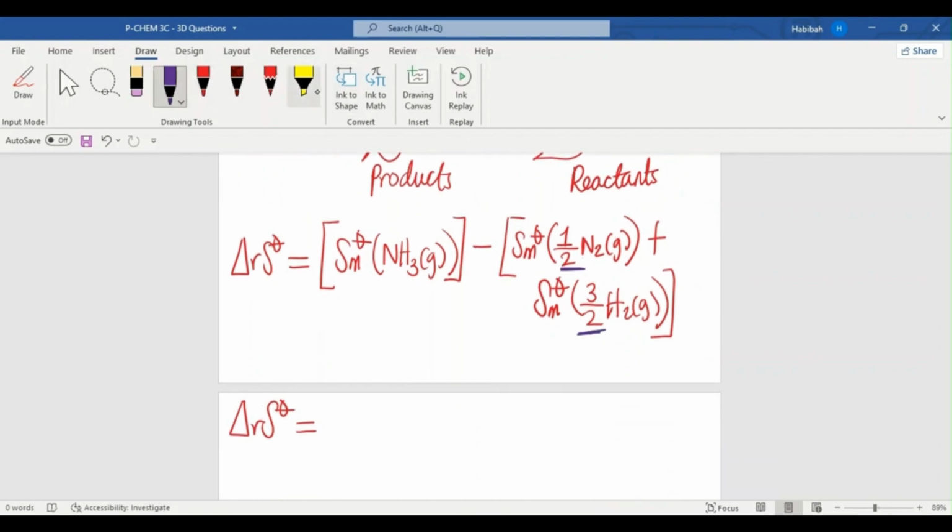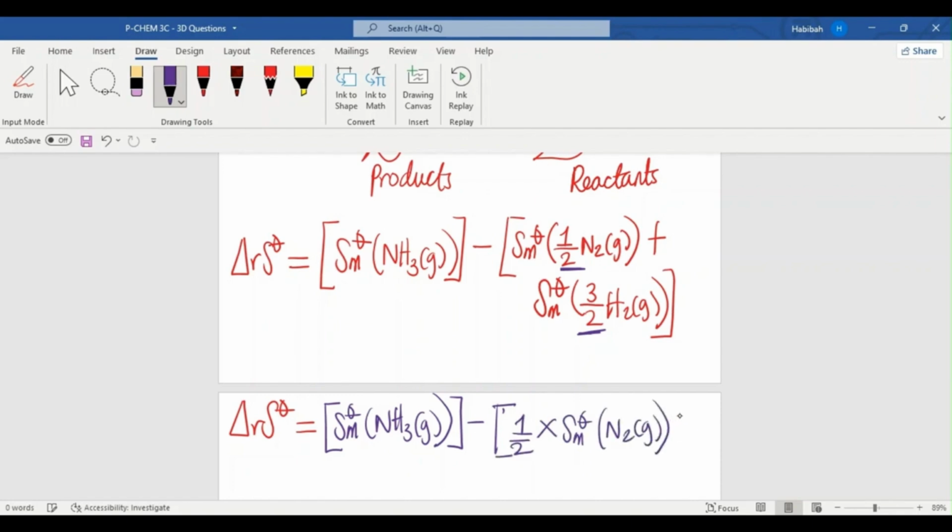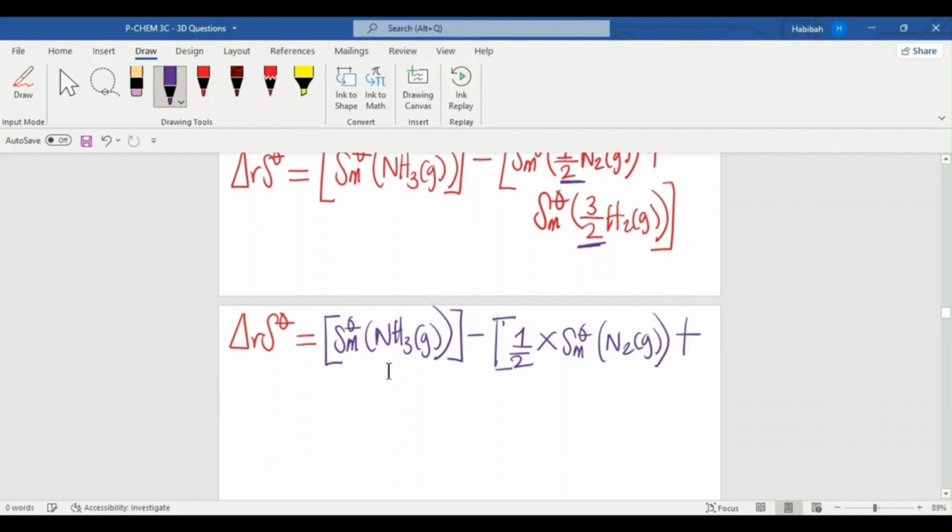So putting that in mind, I'm going to reorganize our work. So we're going to have the molar entropy of NH3 minus half times the molar entropy of nitrogen gas, because that's how it's meant to be done, plus 3/2 times the molar entropy of hydrogen gas. So this is how the work is done.